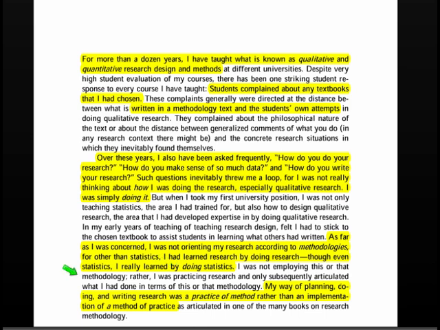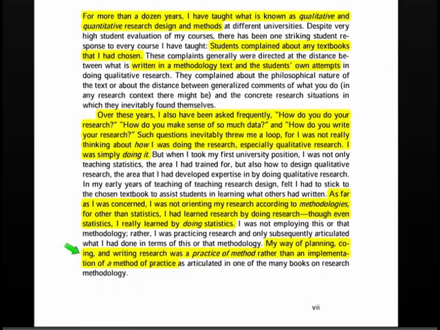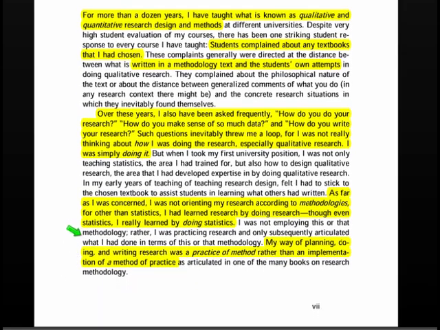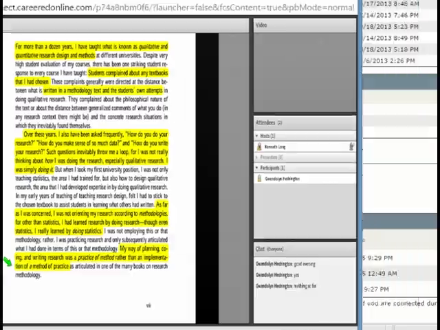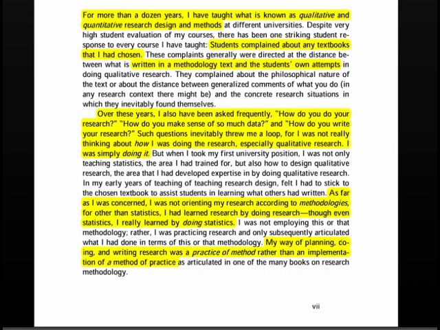He wasn't applying a methodology, he would say, but he was practicing research and then brought these things into the live project. And so what he discovered was that his way of planning, doing, and writing research, to quote him here, was a practice of method rather than an implementation of a method of practice. In other words, he was inside the task and doing things, as opposed to standing outside, consulting a book, and then trying to apply it like a checklist.